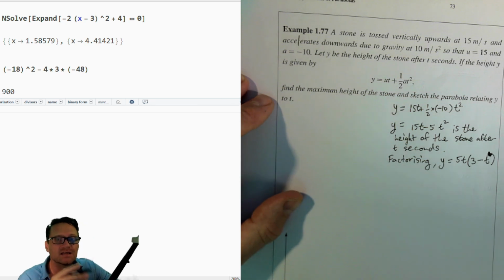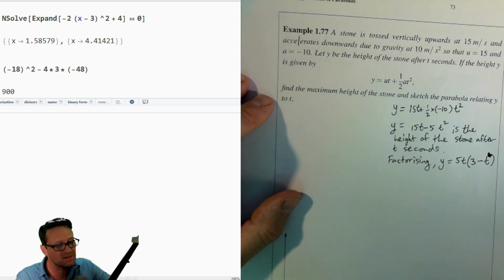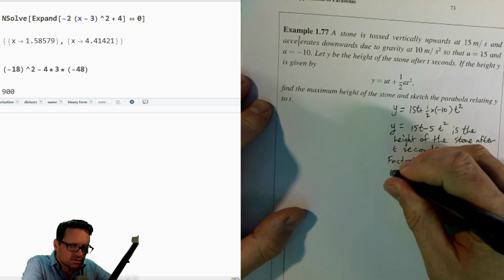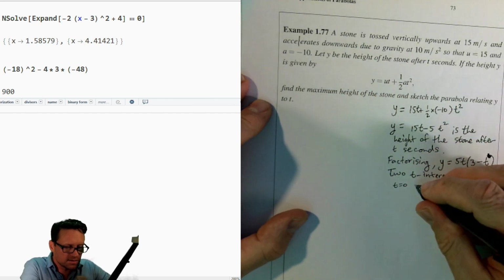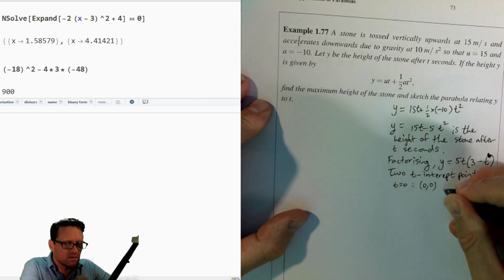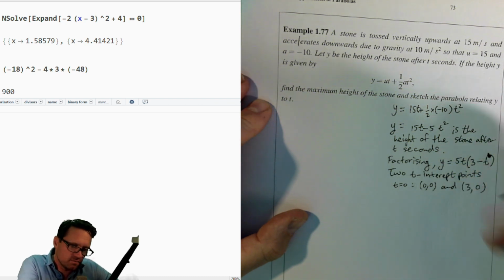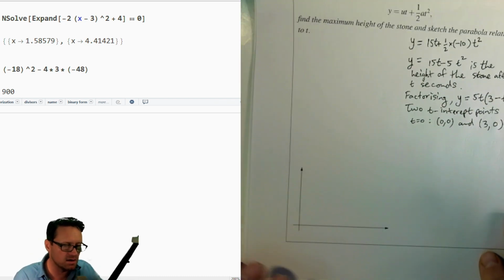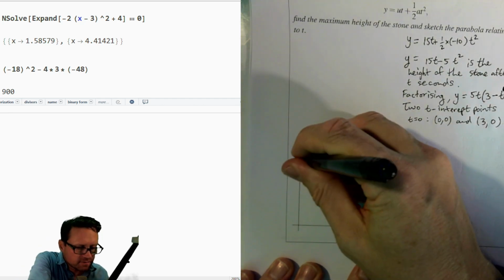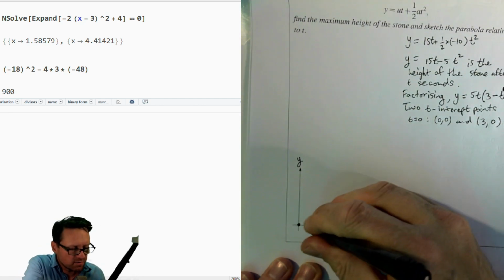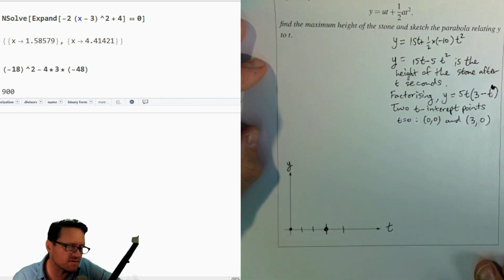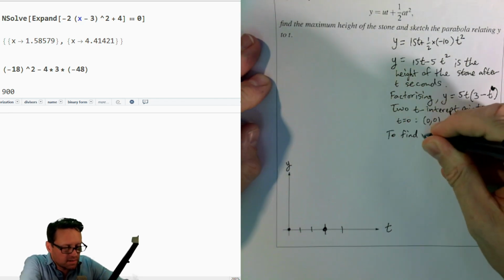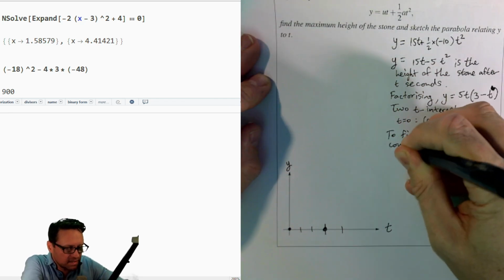So what this tells us is two x-intercept points, but in this case, they're t-intercept points. So two t-intercept points, t equals 0, and so that is (0, 0) and (3, 0). Okay, so let's come down here and note these on our graph. We've got (0, 0), then we have 1, 2, 3, 4, (3, 0) there. Okay, so to find the maximum, we want to complete the square here. So to find the maximum point, we complete the square.